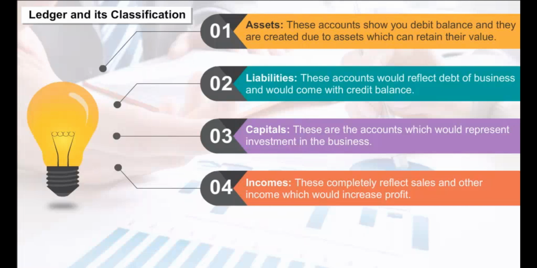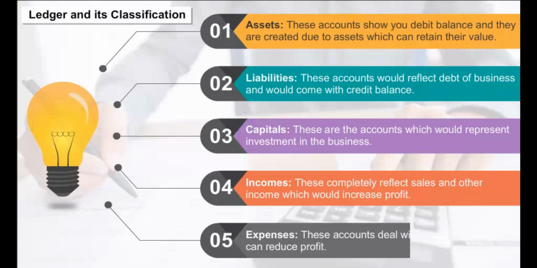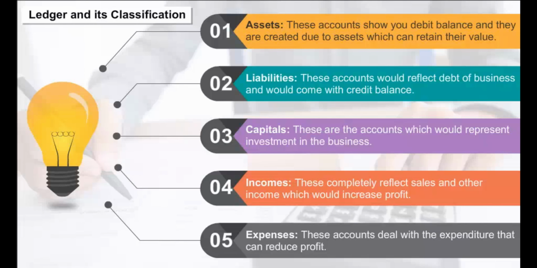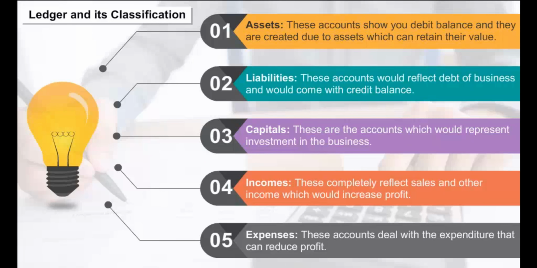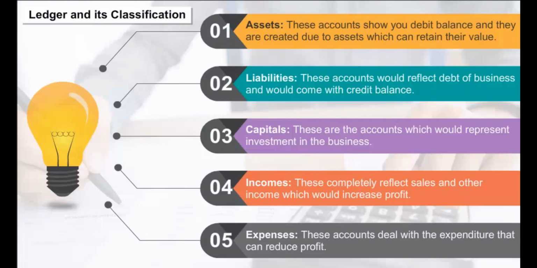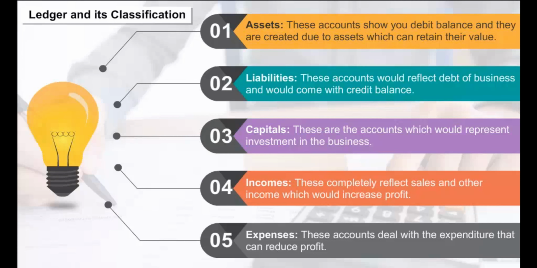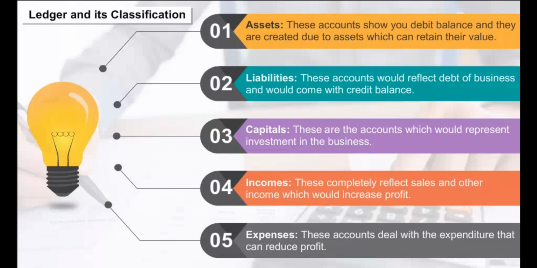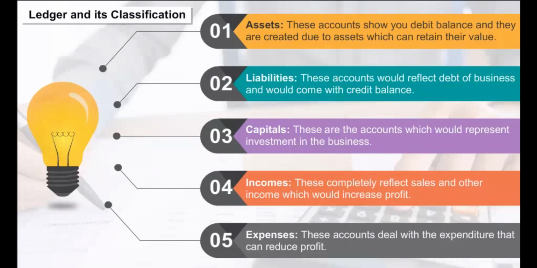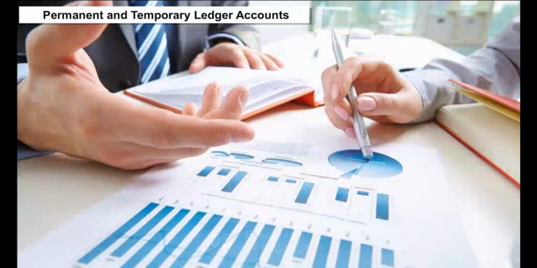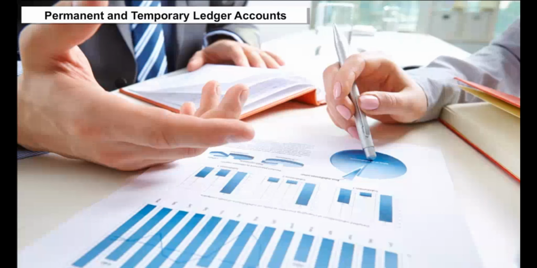They show a credit balance and are credited to the profit and loss account. 5. Expenses. These accounts deal with expenditure that can reduce profit. They show a debit balance and are debited to the profit and loss account. Permanent and temporary ledger accounts.